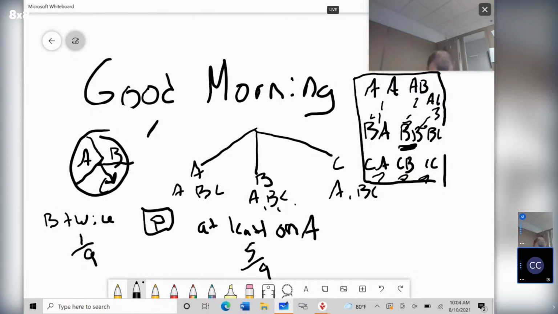And the last one I would ask is the probability of no C. So how many of these combinations have no C? There's 1, 2, 3, 4, 5. There's 5 combinations without a C, so the probability of that happening would be 5 out of 9 times. Okay?